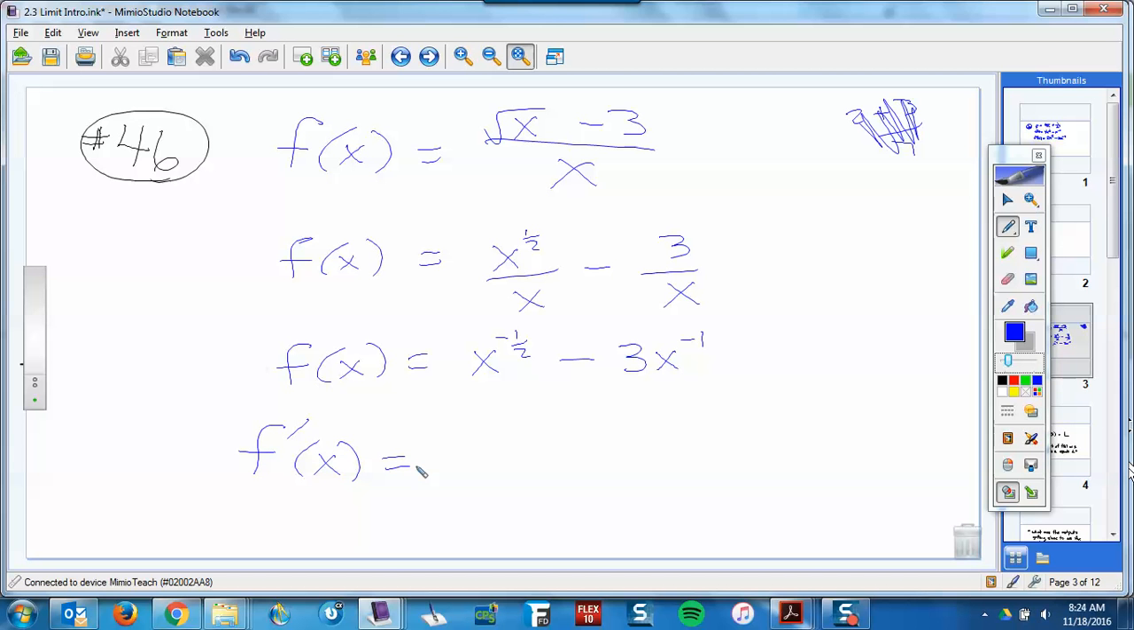Some people get to this point, they've done all this work and they just think they're done. And you haven't done anything but rearrange it. That's all you've done. This is f, this is f, this is f. They're just different versions of the same thing. Now we want to do the derivative.